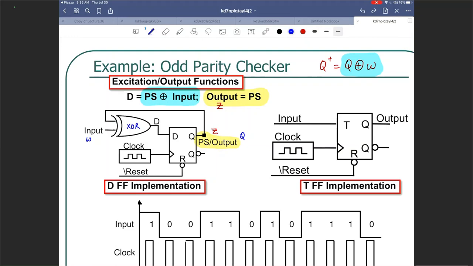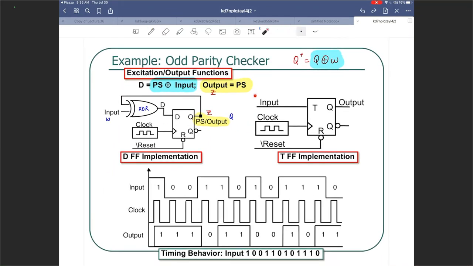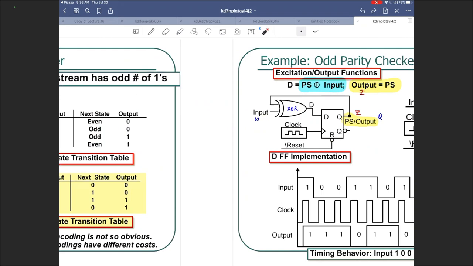Now, you could have implemented this using a T flip-flop as well, because if you know the relationship between the output and the input to the flip-flop, you can choose whatever type of implementation you want. D flip-flop probably was the easiest, but we know that a D flip-flop with an exclusive OR actually is like a T flip-flop. So we could have used a T flip-flop as well, right? And over here, input and output of the T flip-flop are related by simply connecting input to the T input. So let's see if that actually works out here.